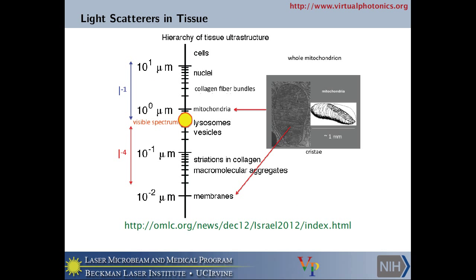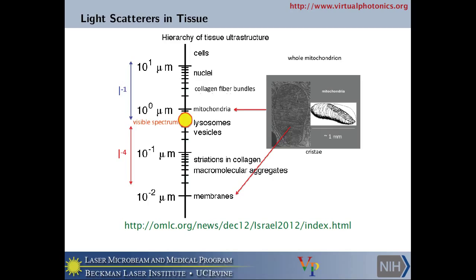Okay, so let's talk about scattering and absorption in tissue. What's really interesting is that a lot of the structures we're interested in, cells and tissue, have spatial scales that are comparable to the wavelength of light. And therefore we are intrinsically sensitive to variations in tissue structure and composition on spatial scales comparable to the wavelength of light.